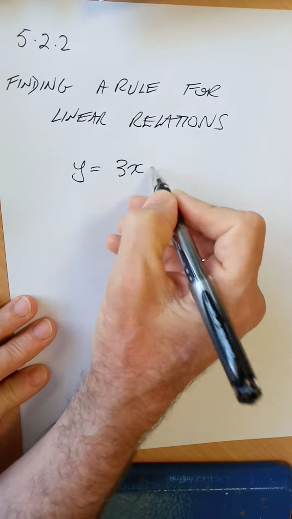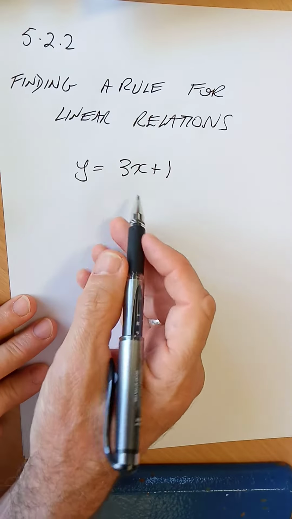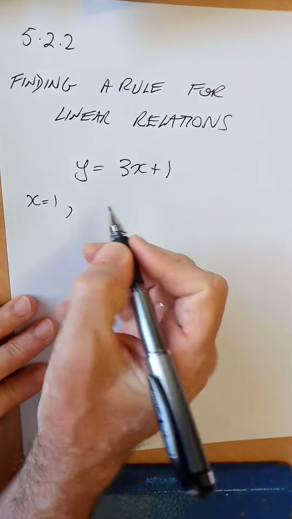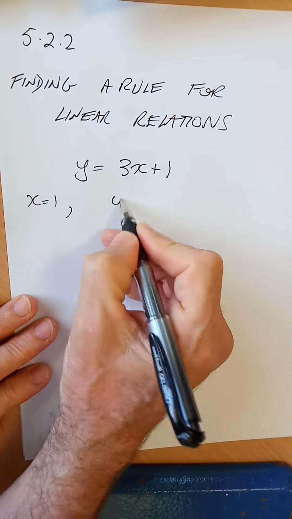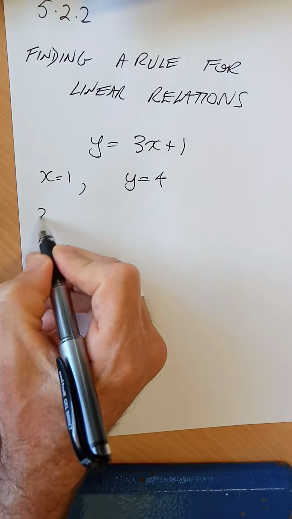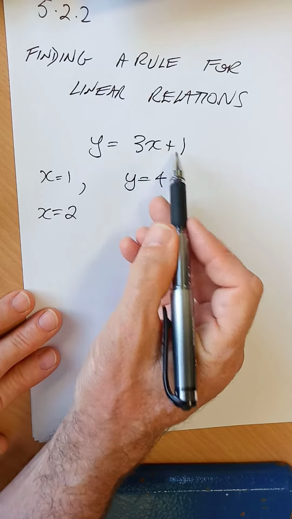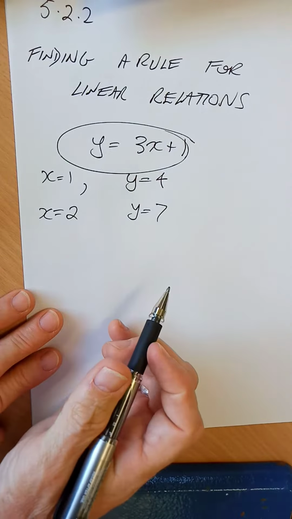y equals 3x plus 1. This is a linear rule. For example, if x is equal to 1, I can generate what y is. 3 times 1 plus 1 would be equal to 4. And I can do this for any value of x. If x is 2, y would be 3 times 2 plus 1, which is 7. So this is the rule.